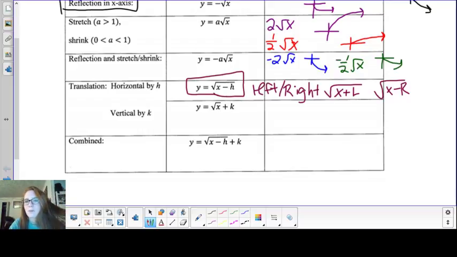I could show you the reasoning, but I feel like, I love you, but I feel like I might confuse you a little bit more. So I'm not going to. So if you see a plus, you go to the left. If you see a minus, you go to the right.